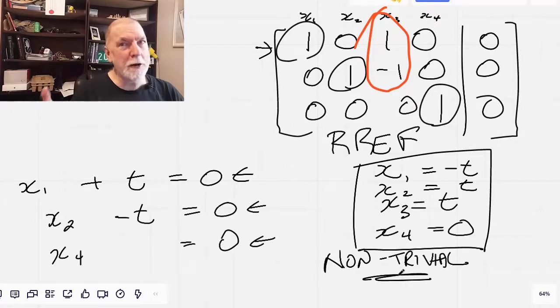The existence of a parameter guarantees non-trivial solutions, an infinite number of them. And what guarantees the existence of a parameter? Well, we've got 4 unknowns and 3 equations. More unknowns than equations guarantees us non-trivial solutions.